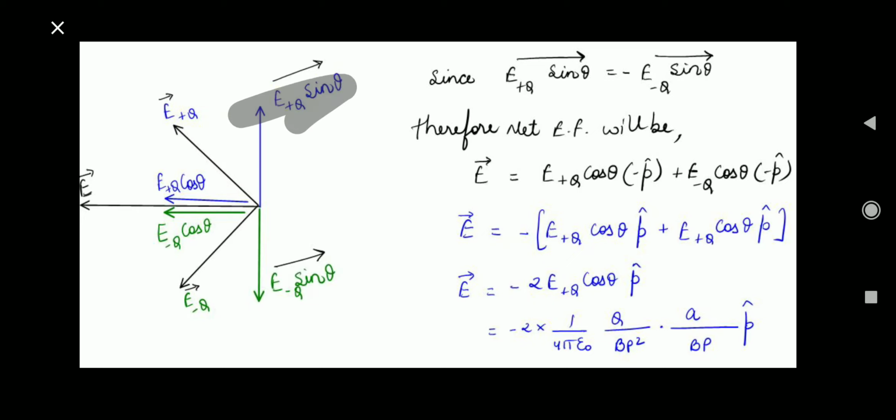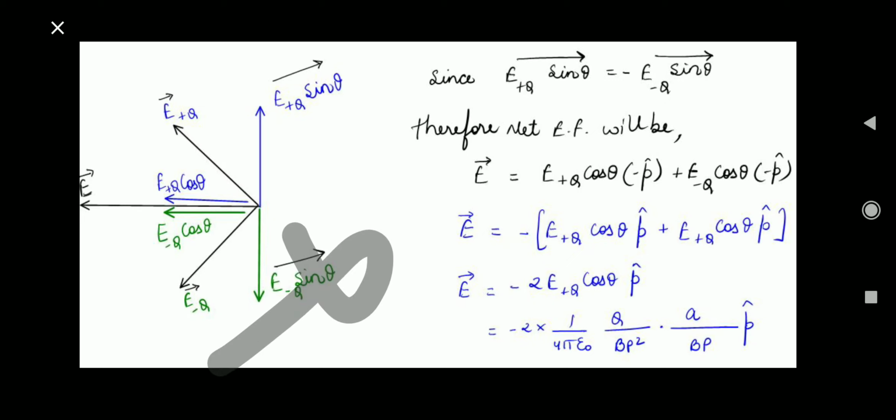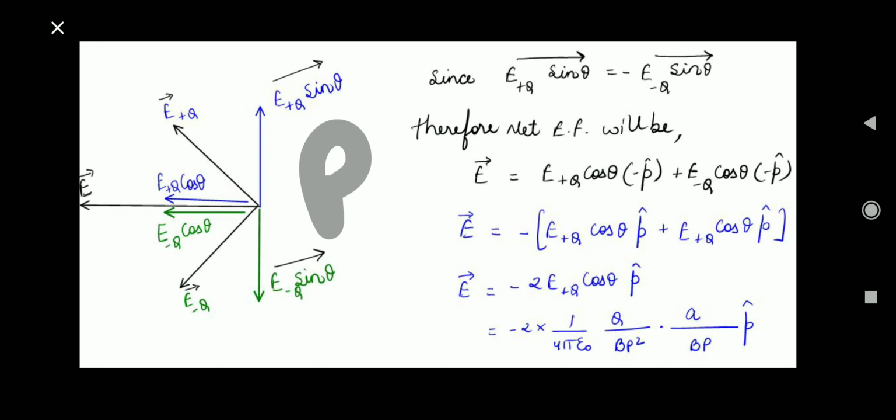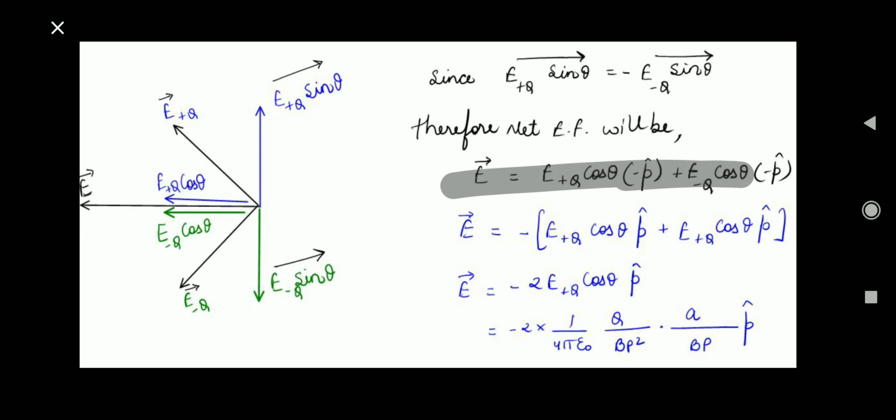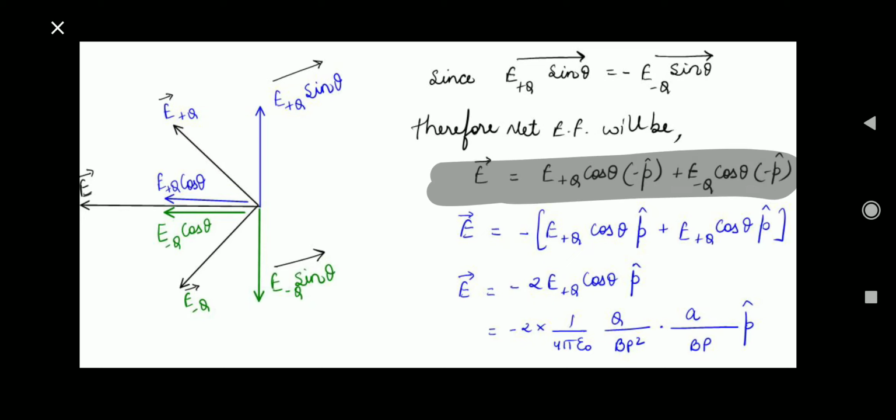Now we can say that the magnitude of whole of this is equal to this particular value, but you can see the direction is opposite. So that means this value will cancel this value. That means the net electric field at point P will be only due to these cos theta components. So we will write here that net electric field will be due to only cos theta components.